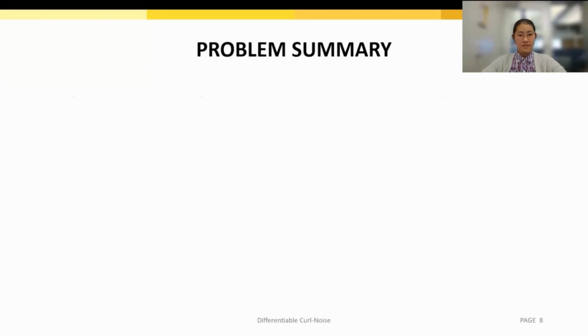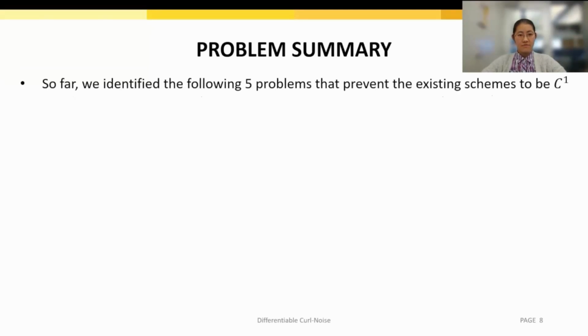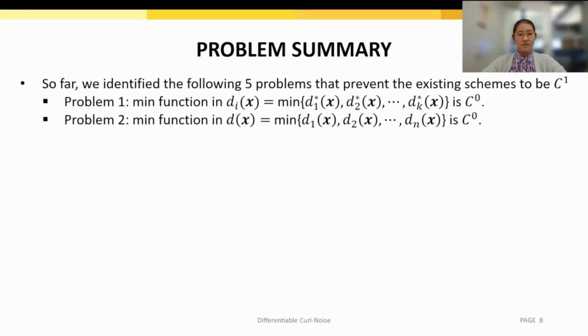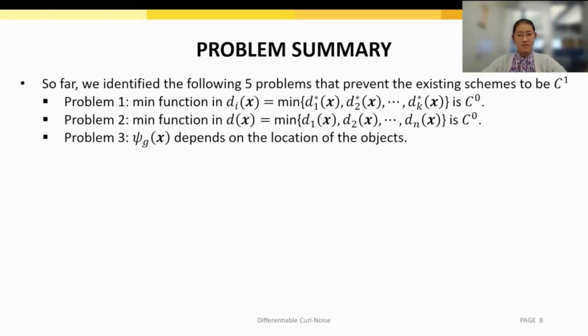After a careful investigation, here we make a quick summary of the 5 problems we found that prevent the existing methods from being at least continuously differentiable. The first 2 problems come directly from the main function in the definition of distance functions, di of x and d of x. The third problem comes from the function psi g of x, since it depends on the locations of objects. Recall that psi g of x is the user-defined potential function evaluated at the center of the closest object to the query point x. And we cannot expect the centers to be continuous, since the closest object will change.